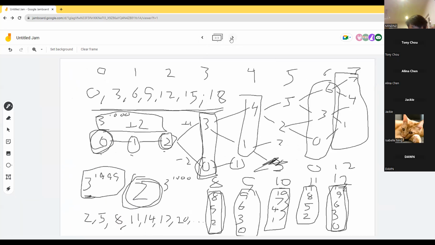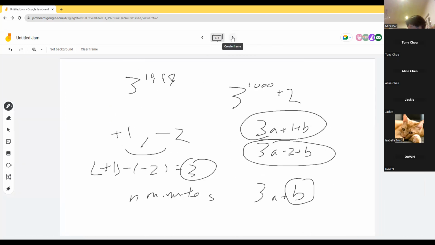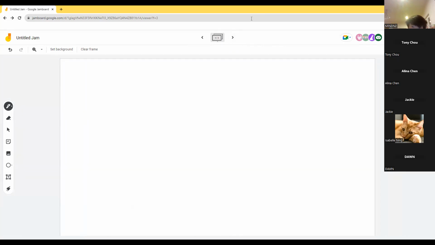So, yep. Actually, the remainder is a pattern, right? 0, 1, 2, 0, 1, 2, which is also provable. Okay, so we'll go to the next problem.